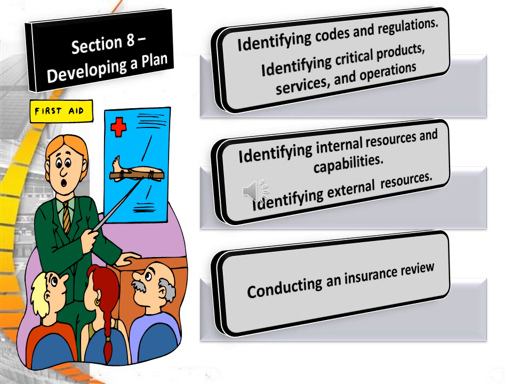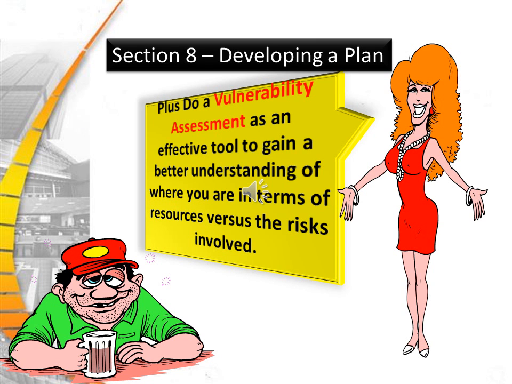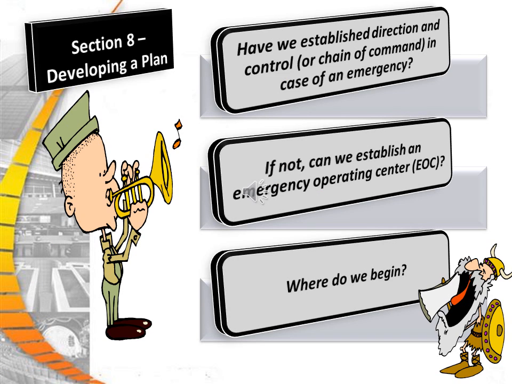Included in developing a plan will be identifying codes and regulations, identifying critical products, services, and operations, internal resources and capabilities, external resources, and conducting an insurance review. Doing a vulnerability assessment is an effective tool to gain a better understanding of where you are in terms of resources versus the risk that you will face. Where do you begin in developing a plan?